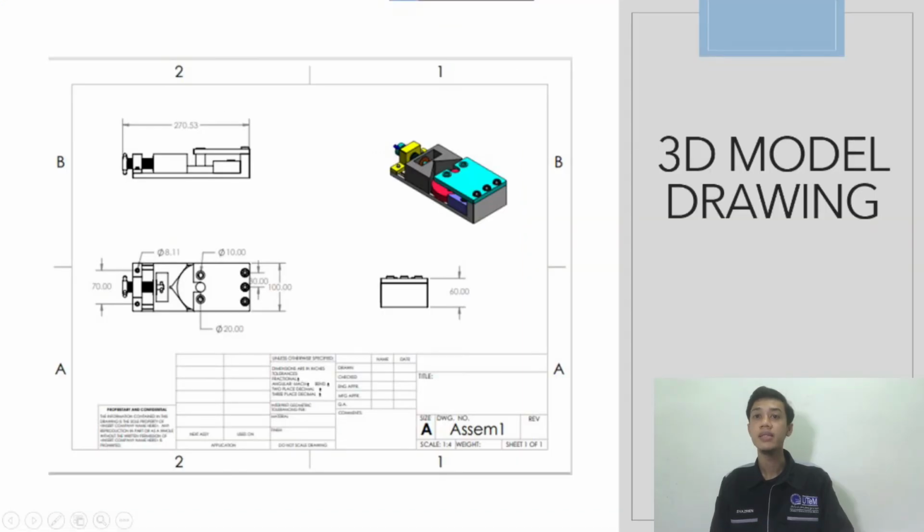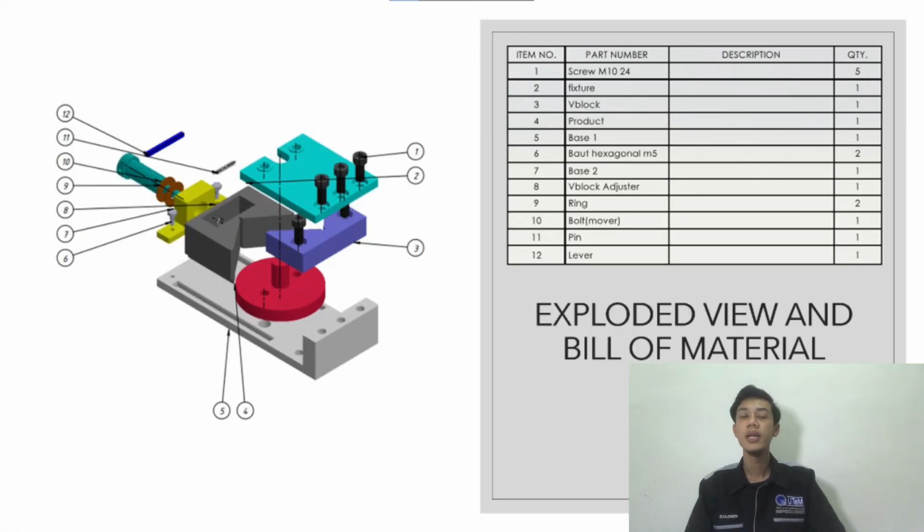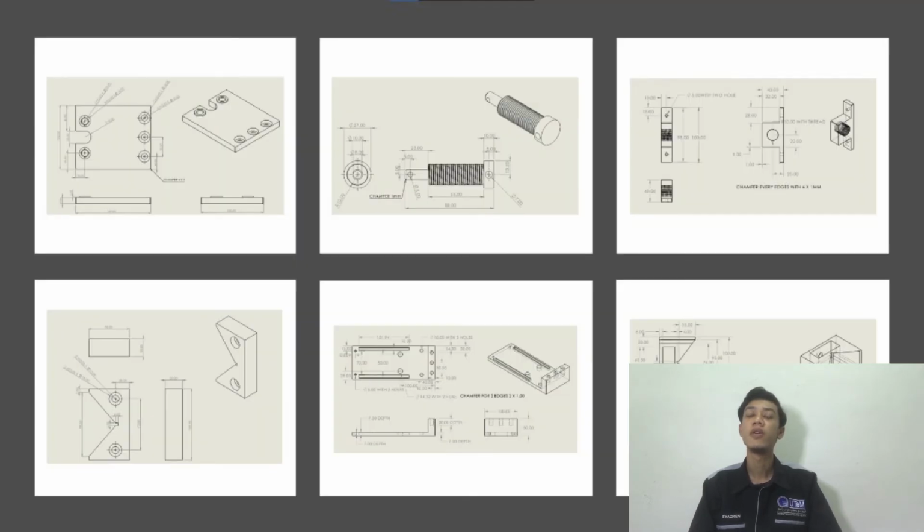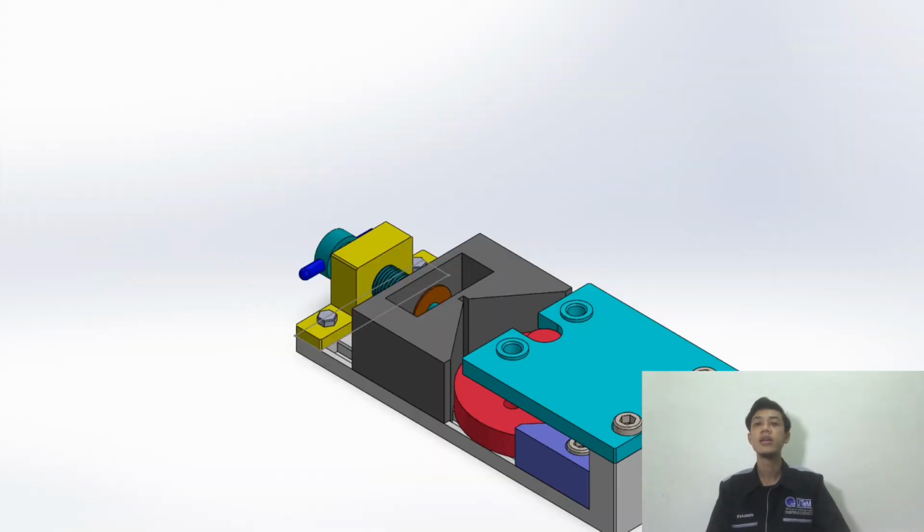Next, this is the 3D model assembly for our jig and fixture design. Here is the exploded view and bill of materials for our design. It consists of 12 parts which are screw, fixture, V-block, product, base, hexagonal bolt, V-block, adjuster, bolt, ring, pin, and lever. This is our exploded view for our jig and fixture.